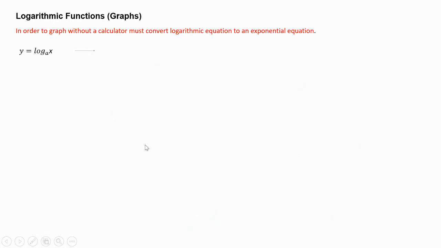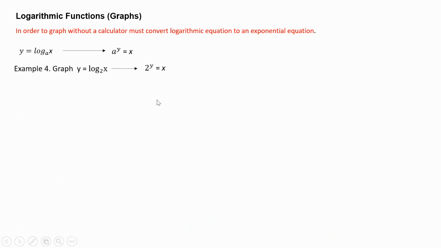Now, let's graph a logarithmic function. And here's where we have to apply the property, that we have to convert the logarithmic function into exponential function. Okay? So example 4, graph y equals log base 2 of x.